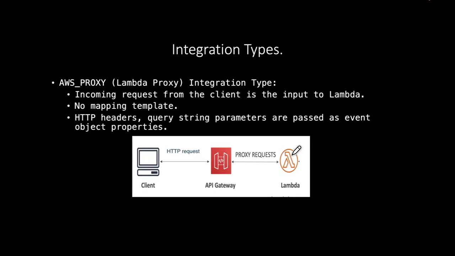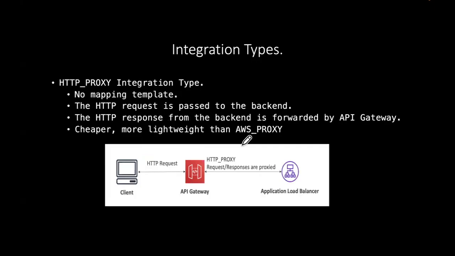We know that the first argument of our Lambda function is this event object. Well, the API gateway will put all of the relevant information associated with the request into that event object. And we'll see that in a little bit when I do some demos with you. So anyway, the integration type here, as I said, is called Lambda proxy or AWS proxy. There's also an integration type called HTTP proxy.